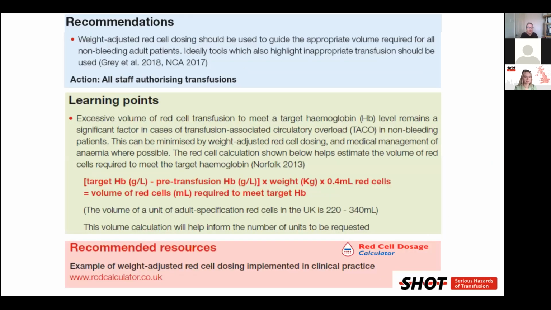So there was a recommendation for using weight-adjusted red cell dosing in the last few reports for SHOT, and really the learning point from this was excessive volume of red cell transfusion to meet the hemoglobin target remains a significant factor in cases of TACO in non-bleeding patients, and that's why that recommendation was made. There is a recommended resource down there for the red cell dosage calculator, which I was involved in, that may be of interest to you.